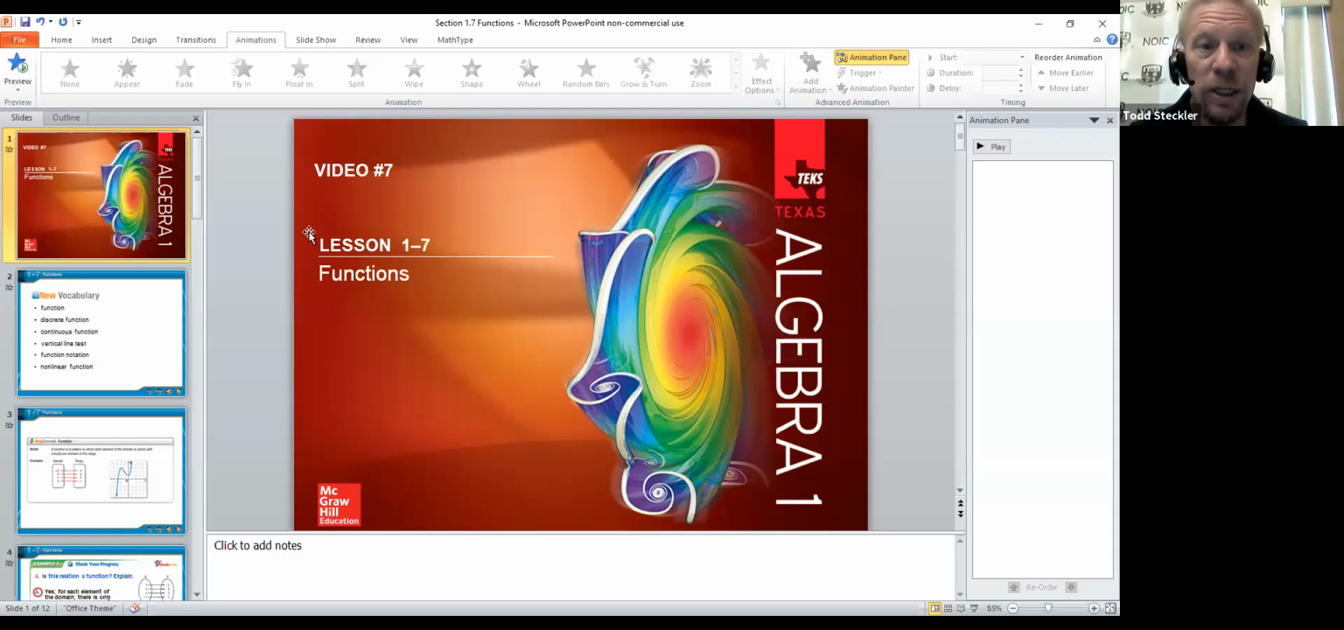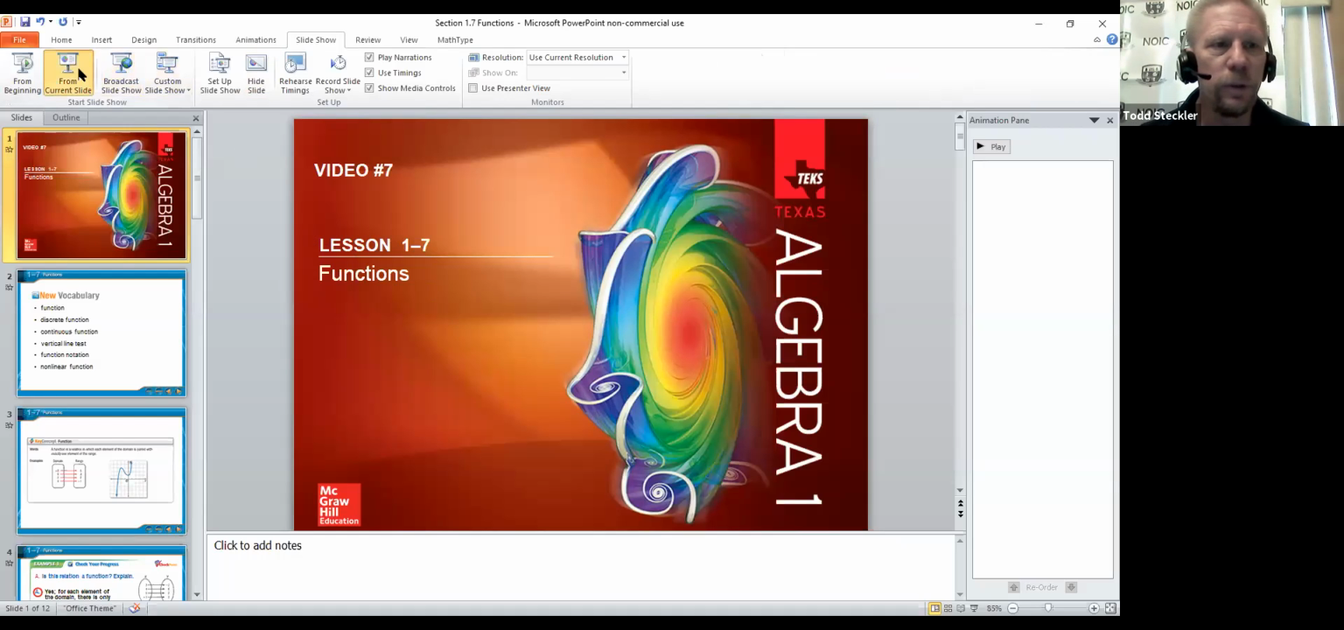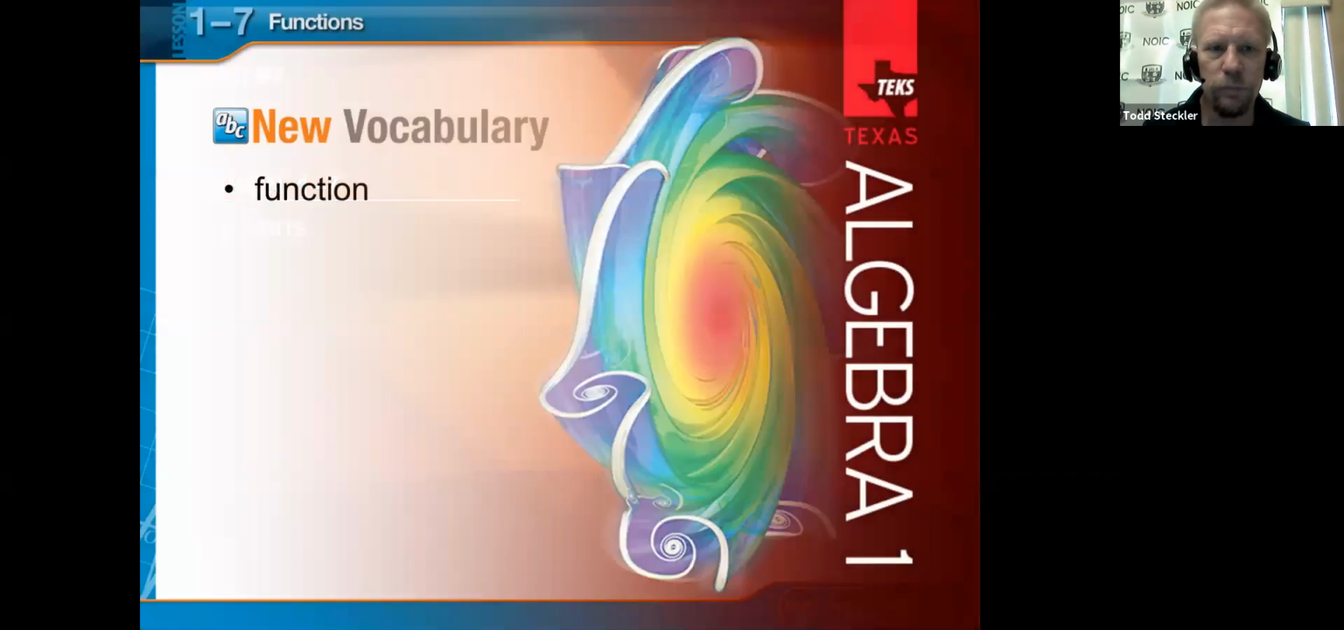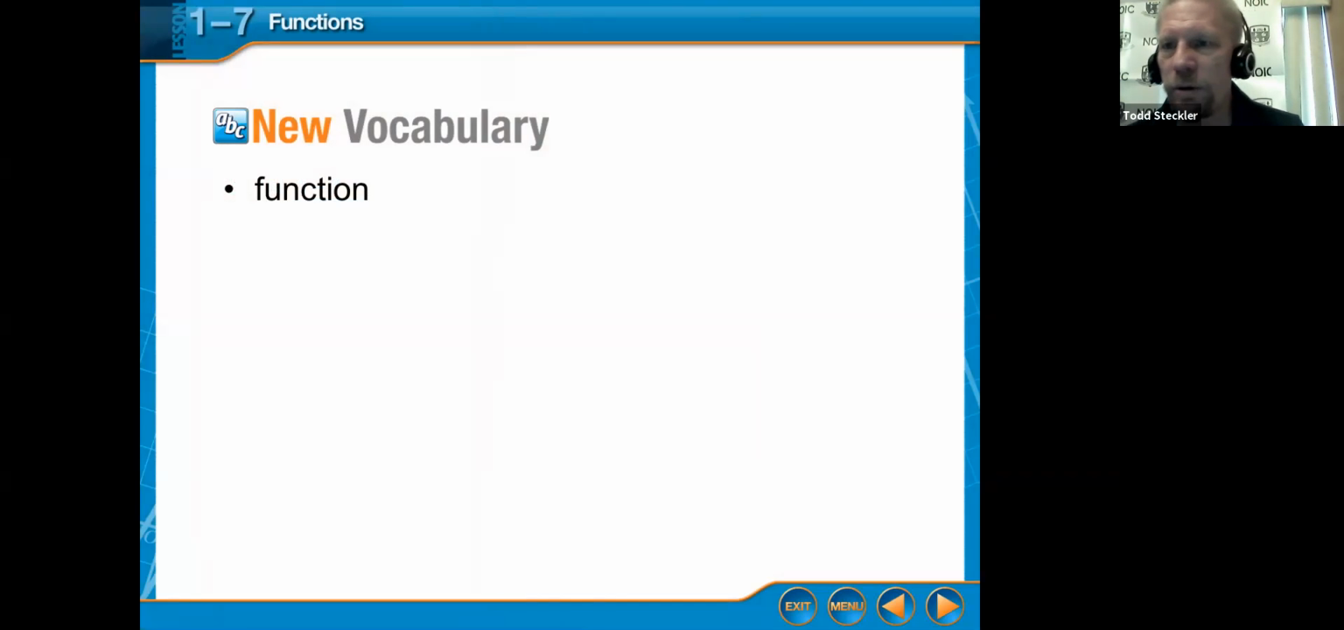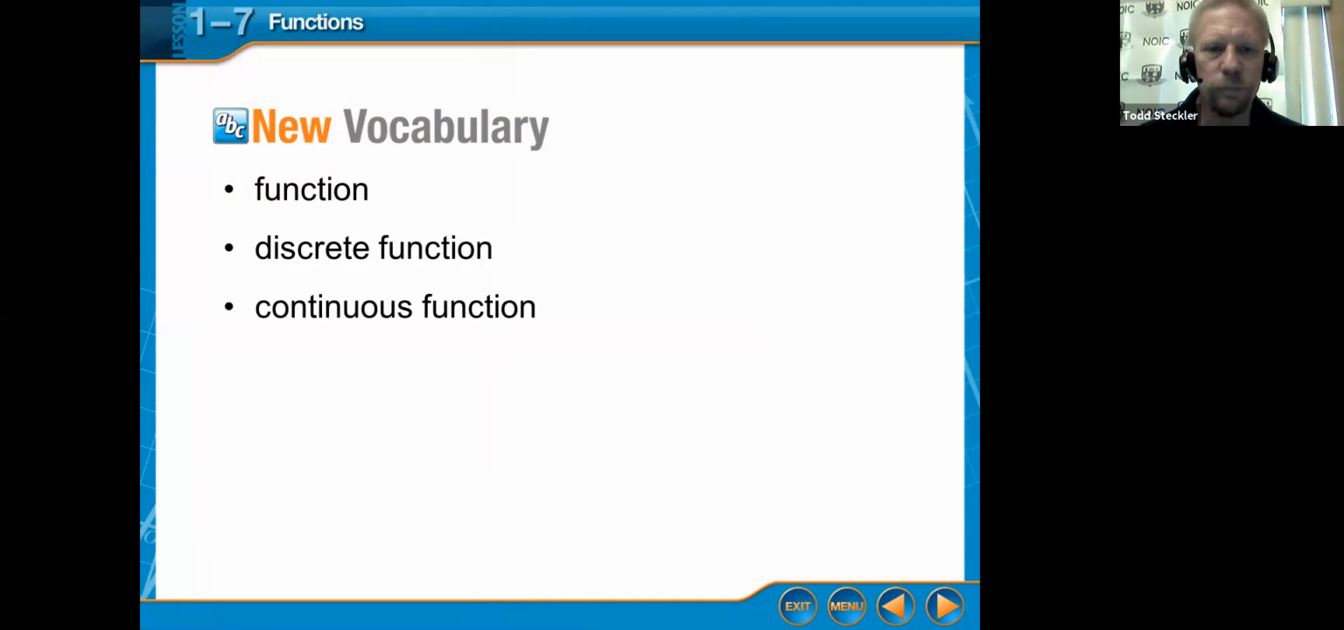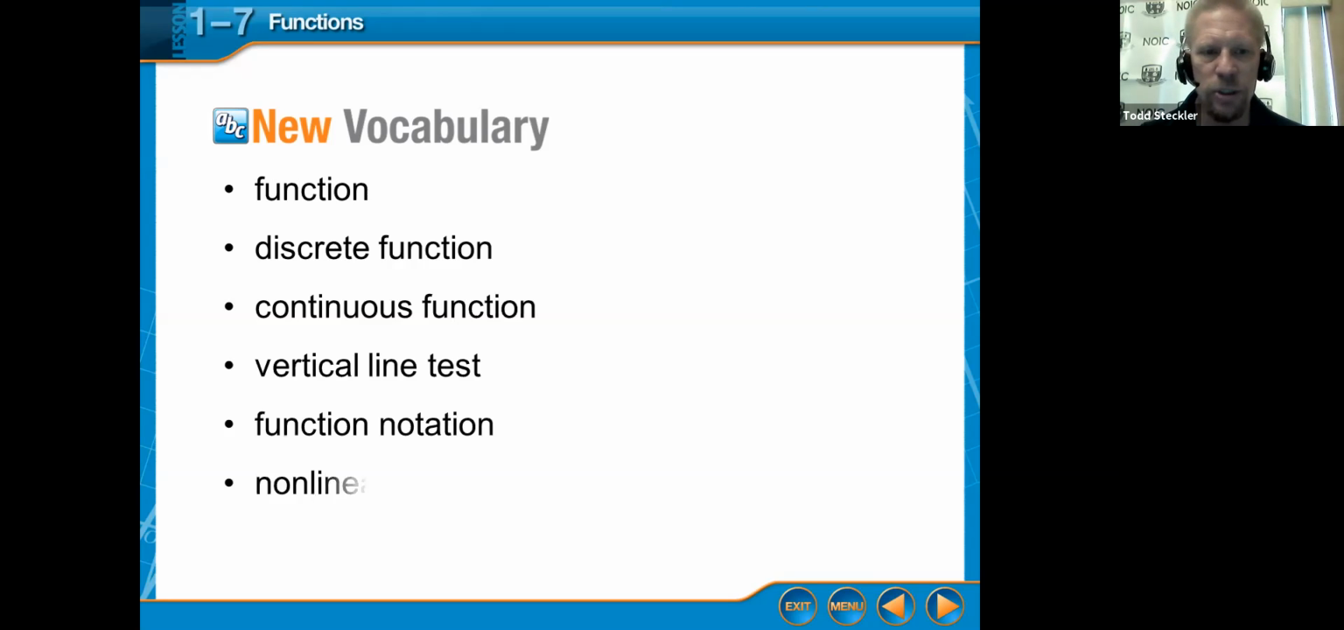Today we are doing video number 7, which is about lesson 1-7, functions. Some vocabulary words that we'll be learning about today are function, the name of the lesson, a discrete function, a continuous function, the vertical line test, function notation, and nonlinear function.